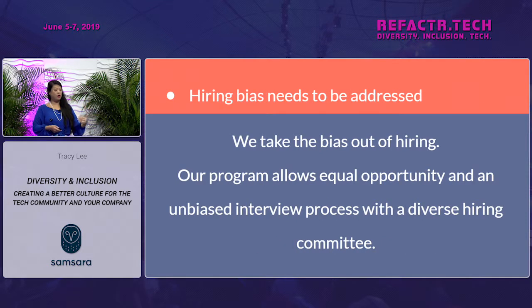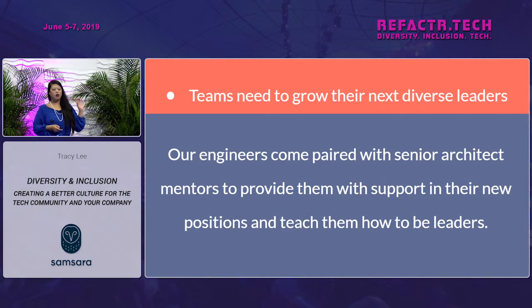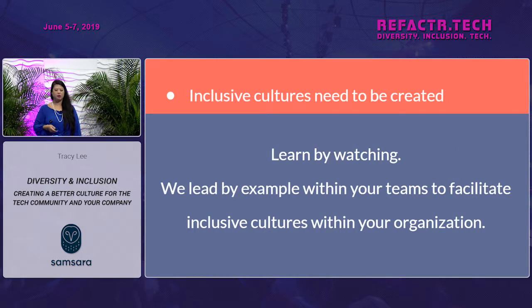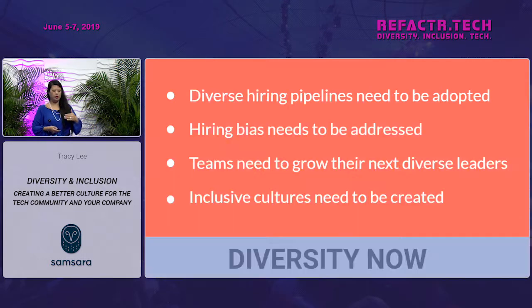We actually do the hiring for people, so this allows for equal opportunity because, you know, it's an unbiased interview process and a diverse hiring committee. We also do this pairing and try to help teams grow their next diverse leaders. So our engineers, who are junior engineers, they actually come paired with senior architects to mentor people for a few months and get them into their positions in good ways and teach them how to be leaders. We also try to teach people by just having them watch us, right? As we're working with teams, we're showing people how to facilitate inclusive cultures within an organization.